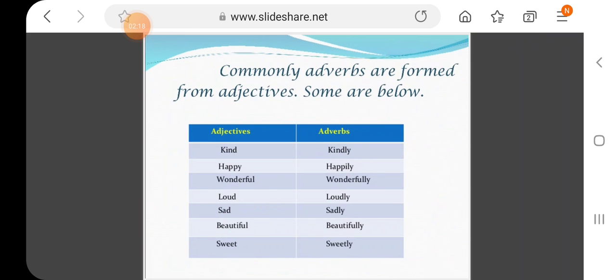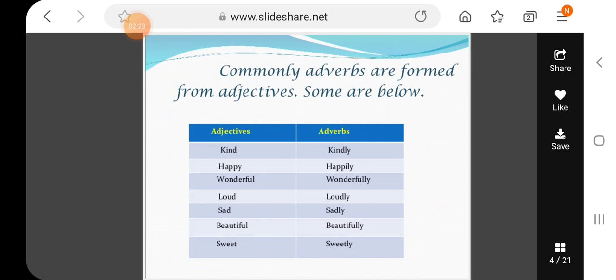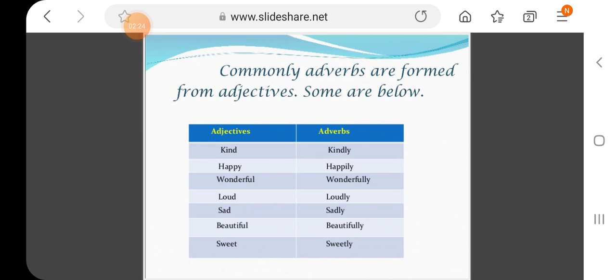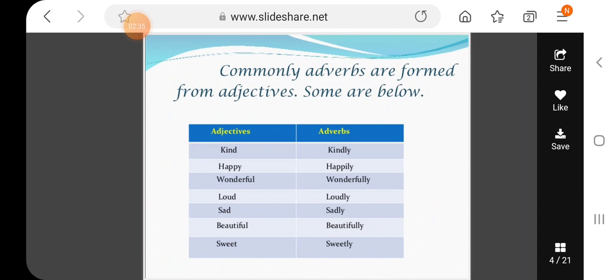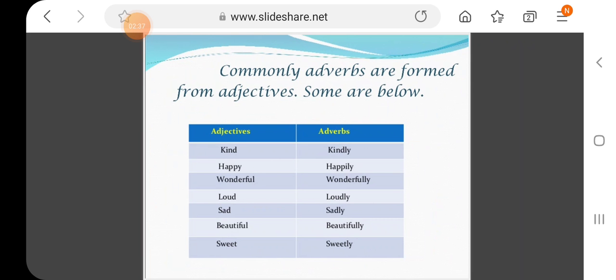So let's see how we can form adverbs. There will be some words which seem like adjectives, but from the adjectives that we discussed in the previous class, we can make adverbs by adding ly. You can see kind is an adjective. Normally we use kind: he's a kind man, she's a kind woman. But when we want to make it an adverb, we add ly: kindly. So most adverbs have an ly ending.